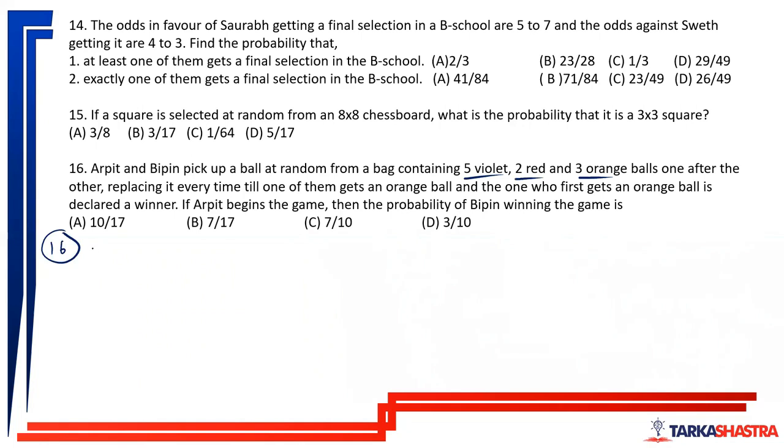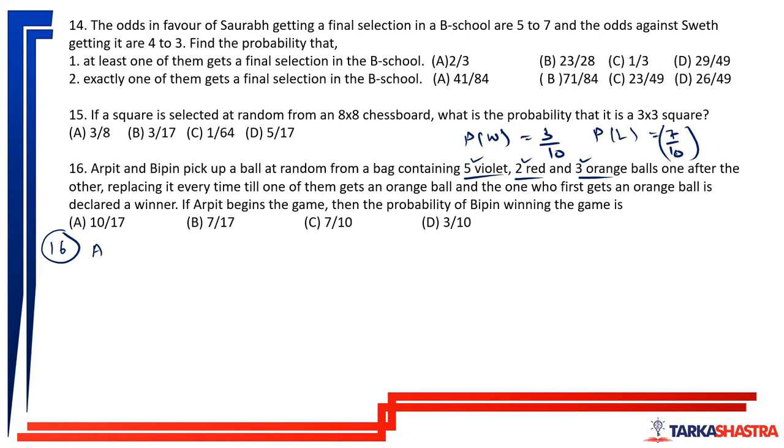So, probability of winning is 3 by 10. Total there are 10 balls. If I pick up the orange ball, I'll win, and the probability of losing will be 7 by 10, because if I pick a violet or red ball, I lose, right?